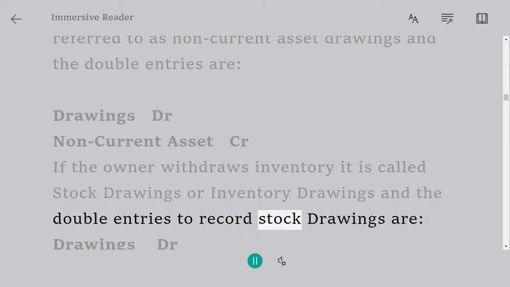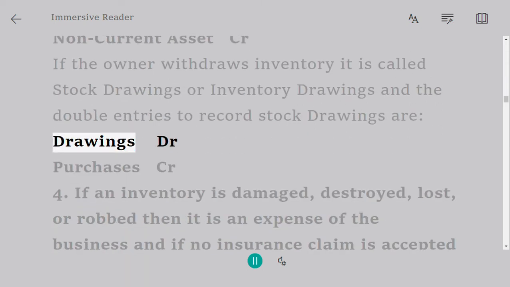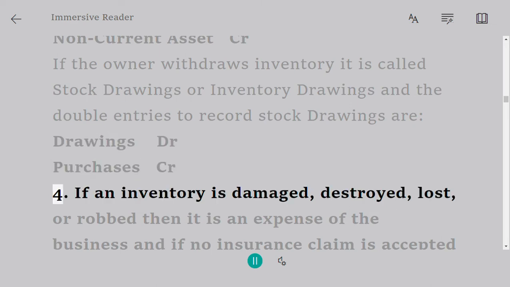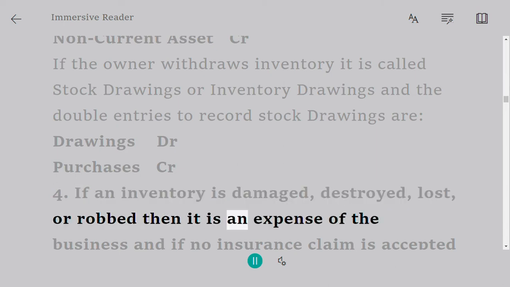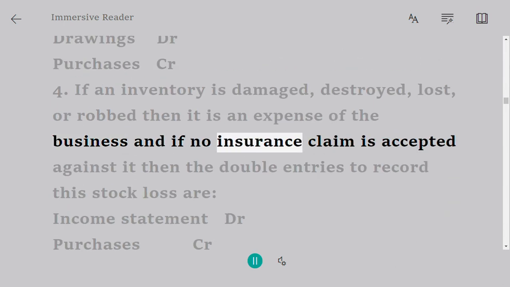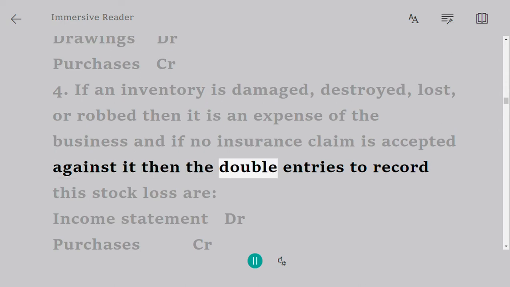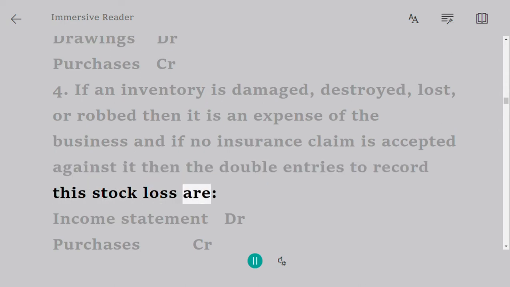If the owner withdraws inventory, it is called stock drawings or inventory drawings and the double entries to record stock drawings are drawings Dr, purchases Cr. 4. If inventory is damaged, destroyed, lost, or robbed, then it is an expense of the business, and if no insurance claim is accepted against it, then the double entries to record this stock loss are income statement Dr.